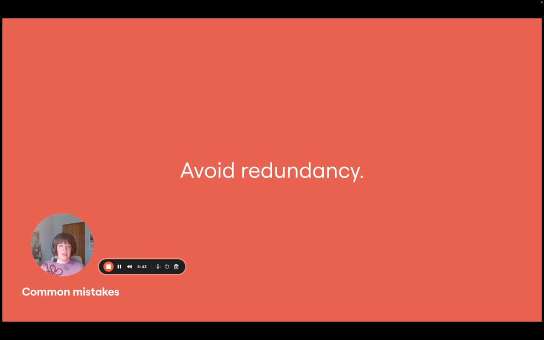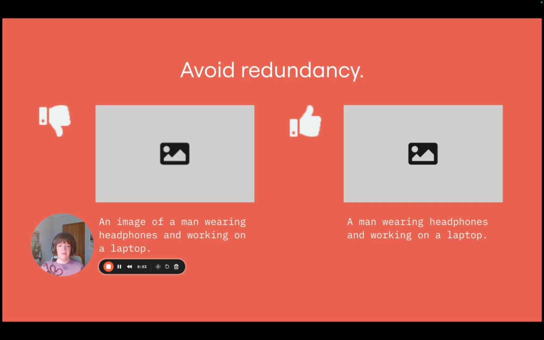Number 1, avoid redundancy. You don't need to say an image of or a photo of. It's just clutter in the alt text. Anything that's reading that alt text and processing it already understands it's an image. So just get right to it. An image of a man wearing headphones and working on a laptop. Much clearer, much more direct. A man wearing headphones and working on a laptop.